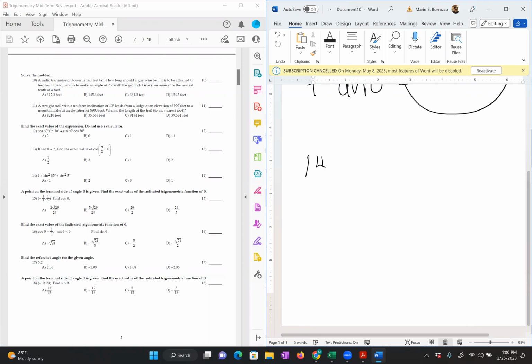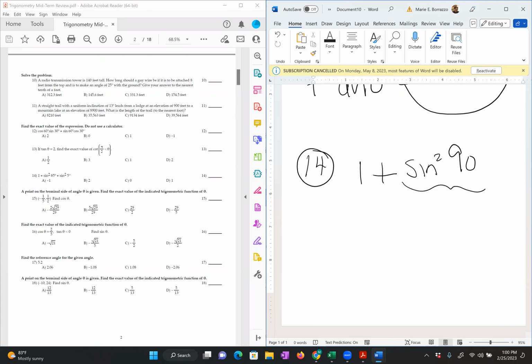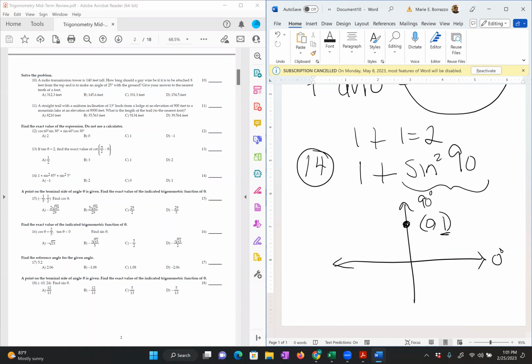On number 14, do you notice that you have 1 plus sine squared 85 plus sine squared 5, which gives you sine squared 90? Technically, isn't sine of 90 in the quadrantals? If you remember when we talked about the quadrantal angles, this is 0 degrees, this is your 90 degrees. And we know that this coordinate point here is 0, 1. And sine is all about the y. So in this case, 1 plus 1 is 2, and that's your answer. That simple.